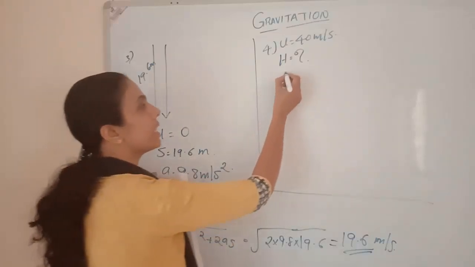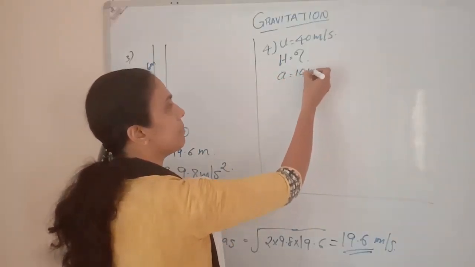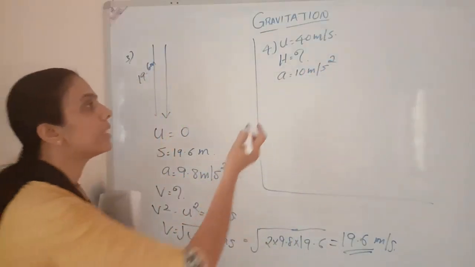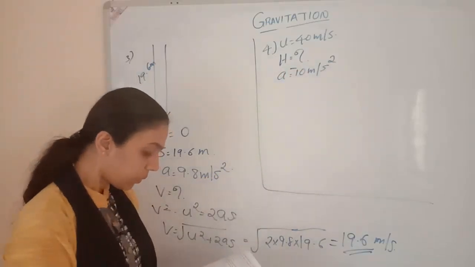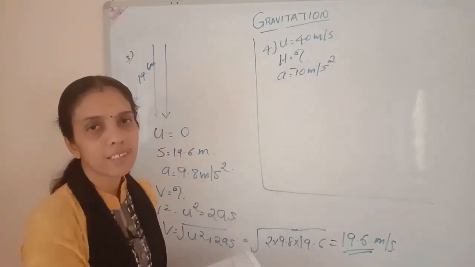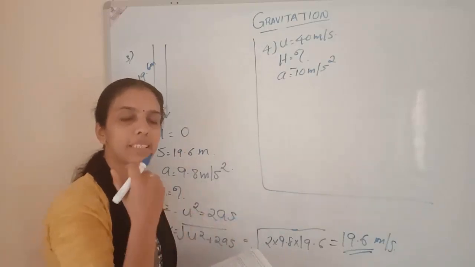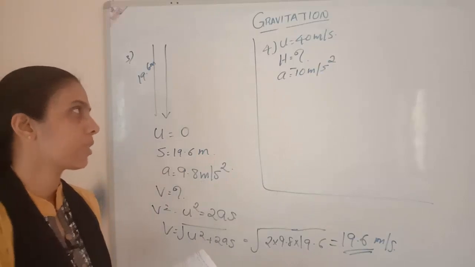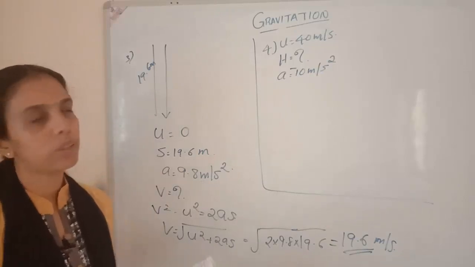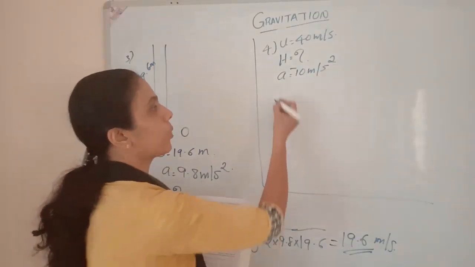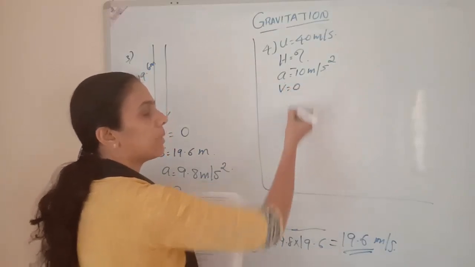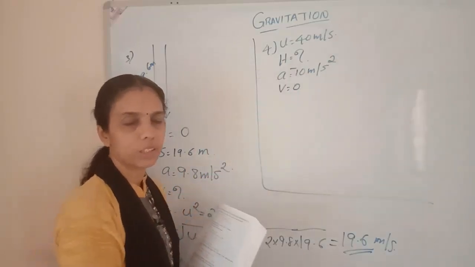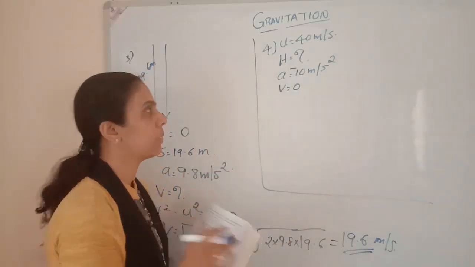In the question they are telling acceleration, we can take it as 10 meter per second square. But it is thrown upwards, right? So it is minus. Since it is moving upward, acceleration we will consider as negative, minus 10 meter per second square. H we should find out. How can we find out? Since it is thrown upwards, final velocity will be equal to 0. Dropping, initial velocity is 0. Throwing, final velocity will be 0.